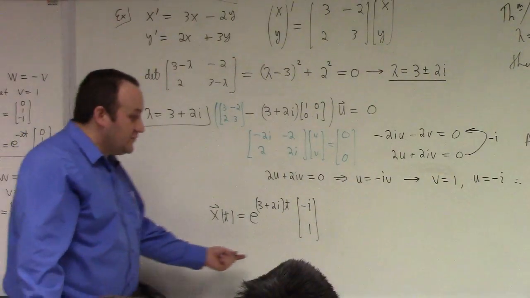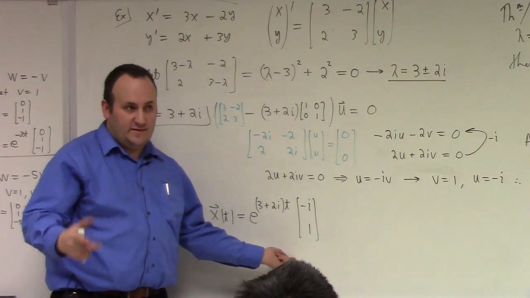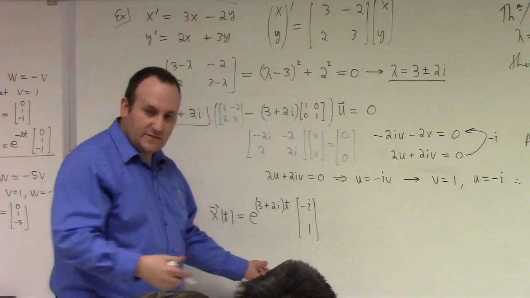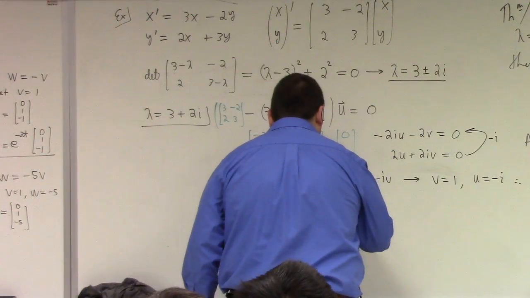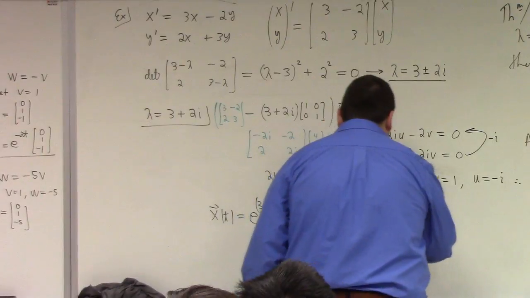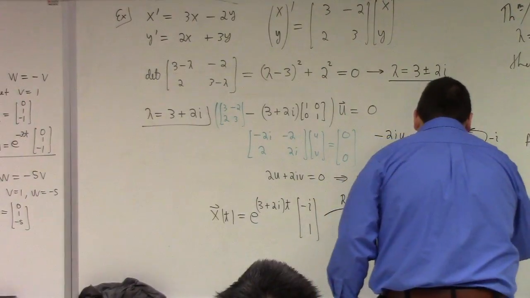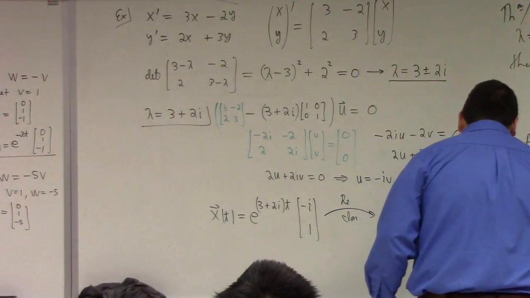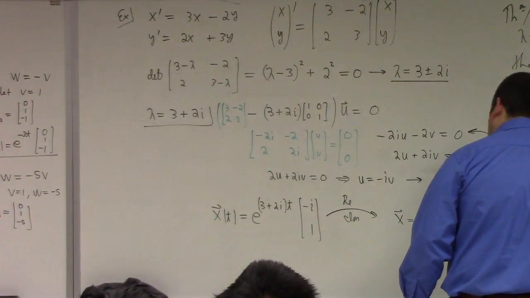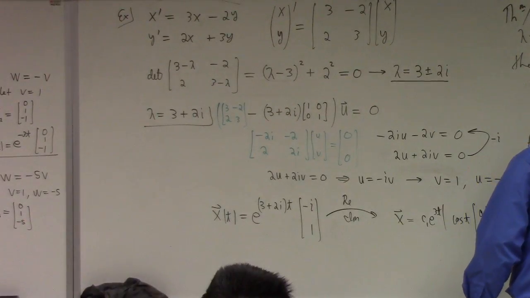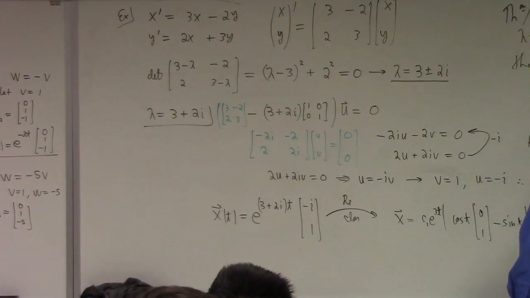I'll allow it. So this is a complex solution, right? This is not the one we want. We want real solutions. So what you do is you extract the real and imaginary parts of this, which I'll explain in more detail when we have time. Obviously, not right now, but your general solution is x equal to c1 e to the 3t times cosine t (0, 1) minus sine t (minus 1, 0), plus c2 e to the 3t times sine t (0, 1) plus cosine t (minus 1, 0).